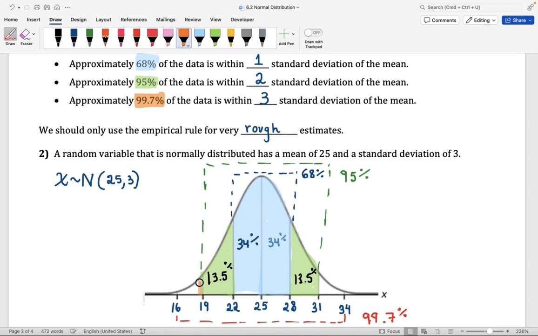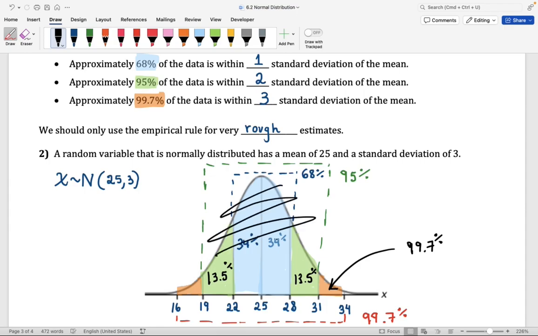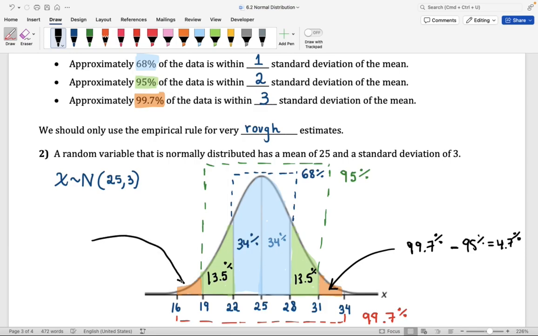Now, I also want us to find the area between 16 and 19 and the area between 31 and 34. How are we going to do that? We know that the area between 16 and 34 is 99.7. Let's go ahead and subtract 95%. 95% is subtracting this area here in the middle. So 99.7% minus 95% is going to give us 4.7. Now, 4.7% is the area between 16 and 19 and between 31 and 34.